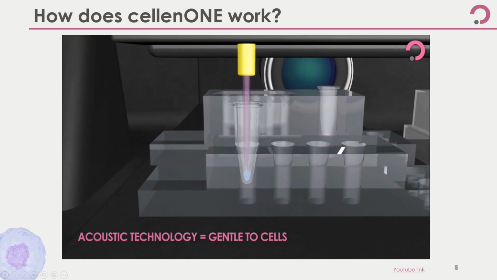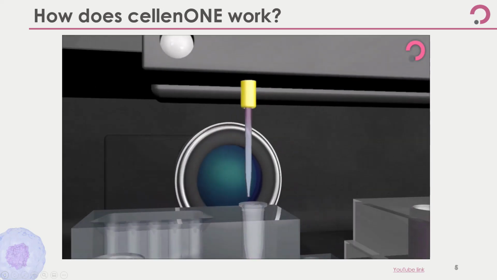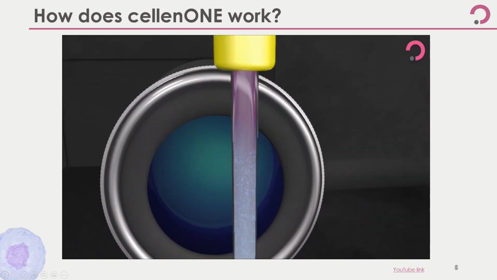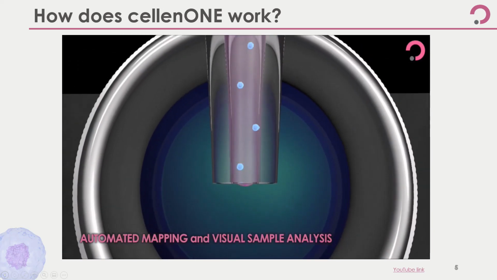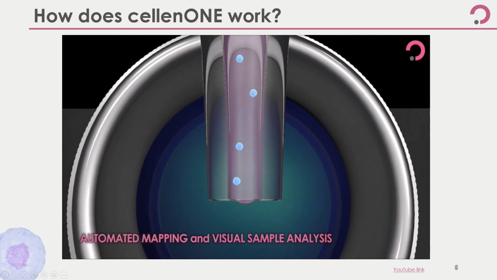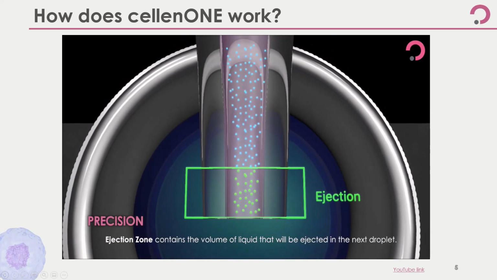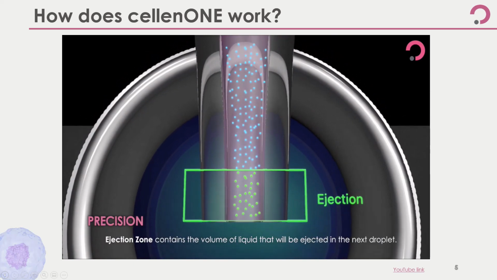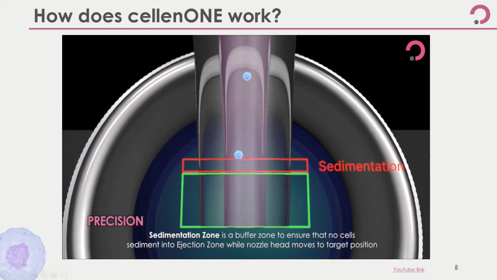It all starts from a cell suspension. We aspirate the cell suspension into the dispenser. And then once per day, you're going to have to do a mapping step. And this mapping step is going to consist of the tracking of the cells throughout the nozzle. And from this, we can deduce the size of our ejection zone. And this ejection zone has more or less the volume of one droplet.